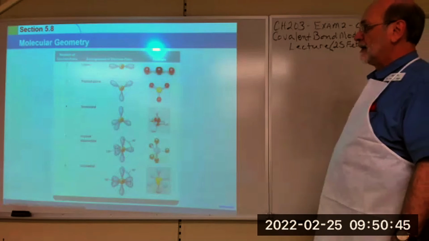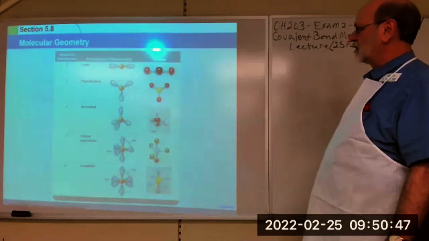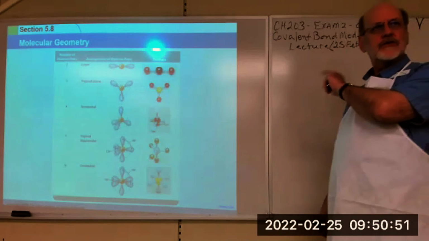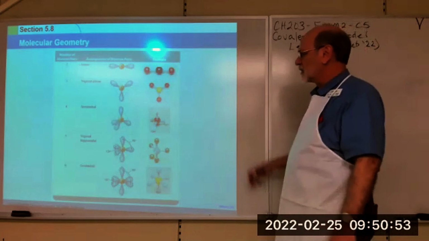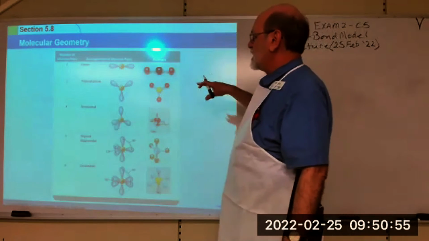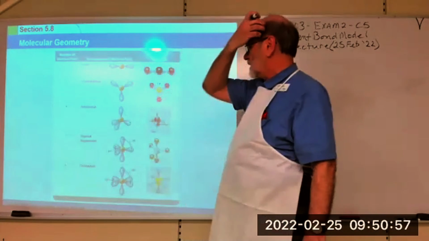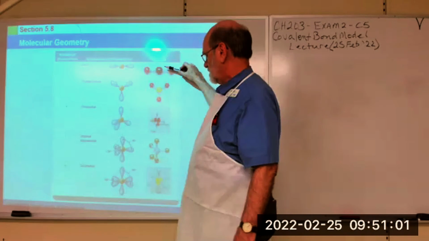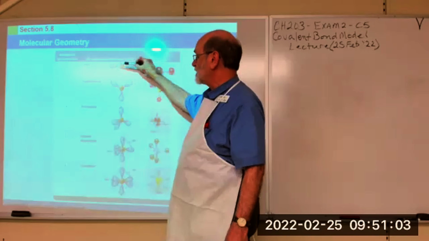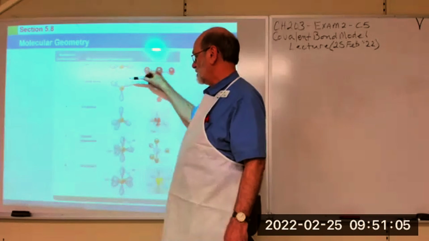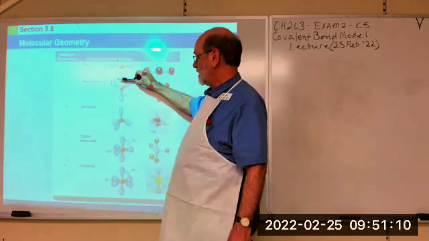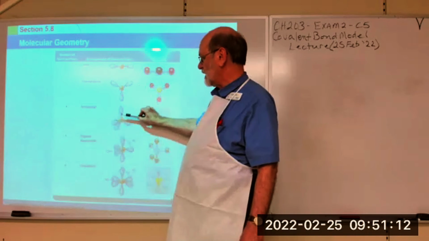All right, so I think I got this out of my book. Yeah, you should find this in your textbook. So this gives you the electronic geometry for these numbers of groups. Right? If you have 2 around the central atom, it's linear, 3 is trigonal planar, 4 is tetrahedral.